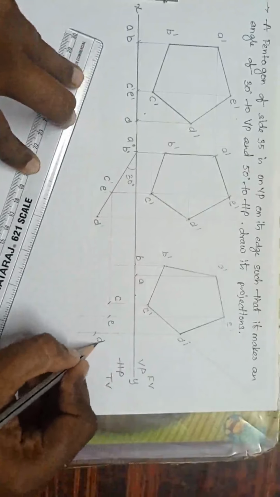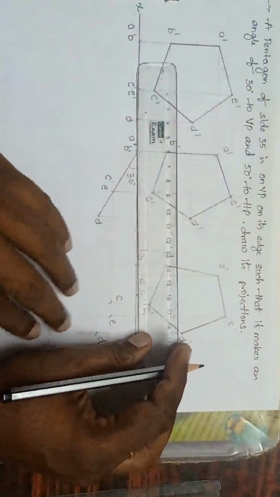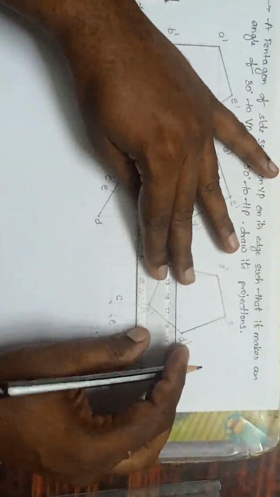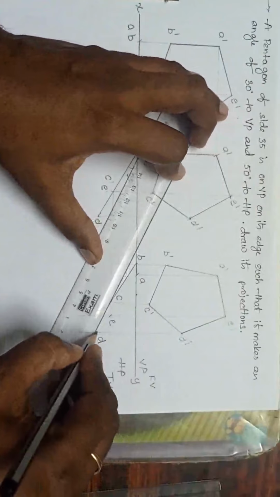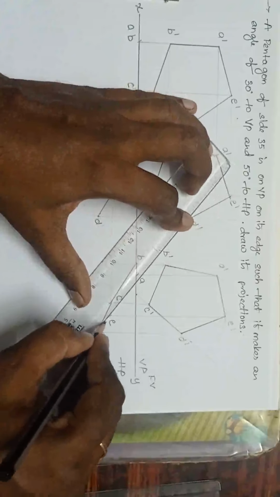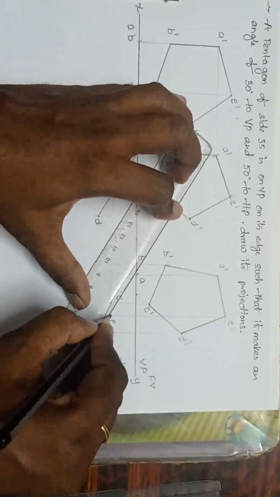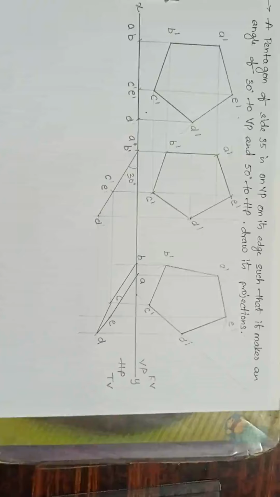Just join all the points. This is AB, next BC, next CD, next DE, E and A. Like this I have to draw it. Okay, fine. So we completed the pentagon. Let us come to the next plane, that is the hexagon.